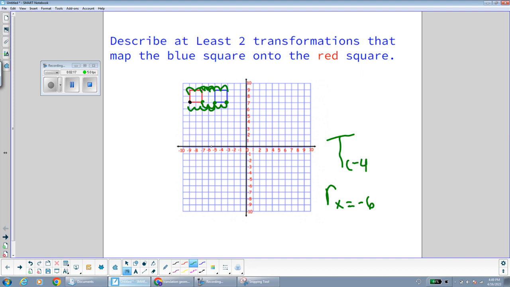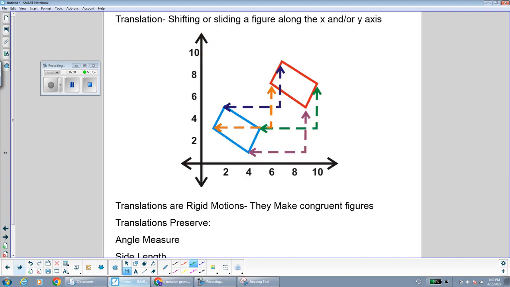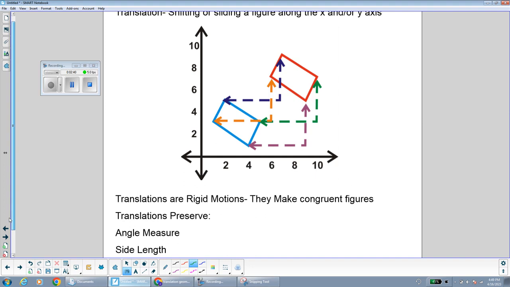And when we're moving to the left, we're moving towards the negative numbers on the x-axis. So I'm going to use -4 to indicate that we're moving to the left. And we're not shifting up or down, so that is 0 spaces on the y-axis because we just moved to the left. A translation is when you shift or slide a figure along the x and or the y axis. It could be both, it could be just one, it doesn't matter, it's shifting the object.